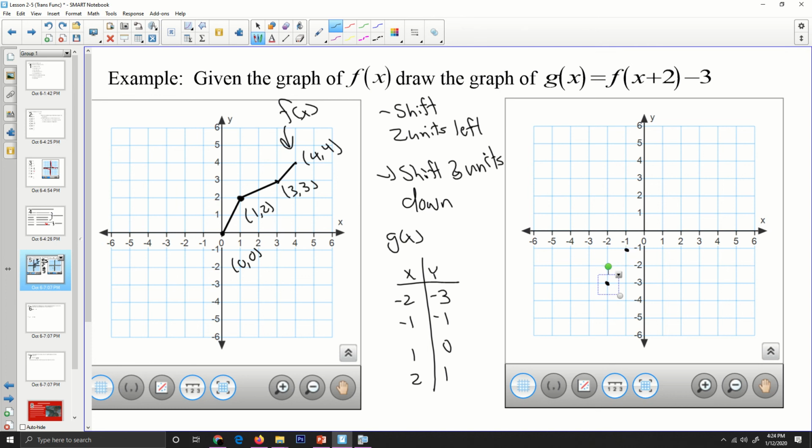-1, right there. 1, 0 right there. And 2, 1 right there. And then when I connect the dots, I get this. And so the shape of this one is exactly the same as the shape of this one because we only did rigid transformations, but it has been shifted left 2 units and down 2 units.